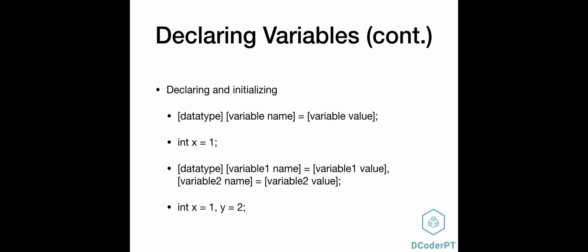This would be something like the last bullet point, where we have int, then x is the name of variable 1, equals 1, the value of variable 1, then a comma, and we have y, the variable name for the second variable, equals 2, and whenever we don't want to declare and initialize anything else, we place a semicolon to end the instruction.